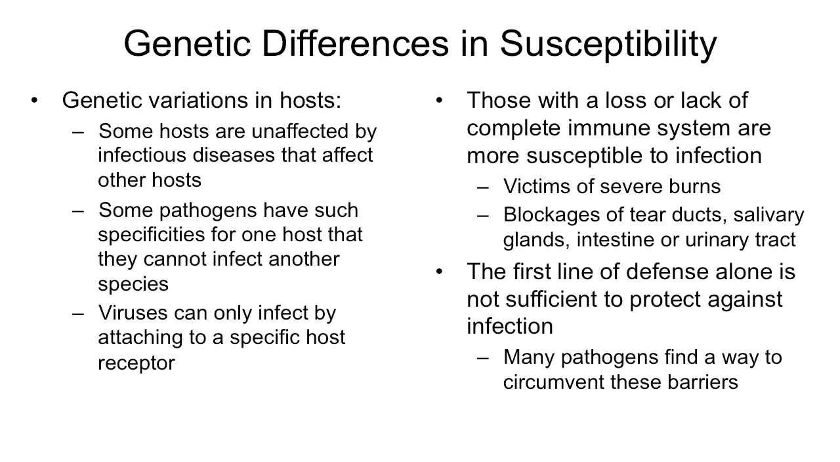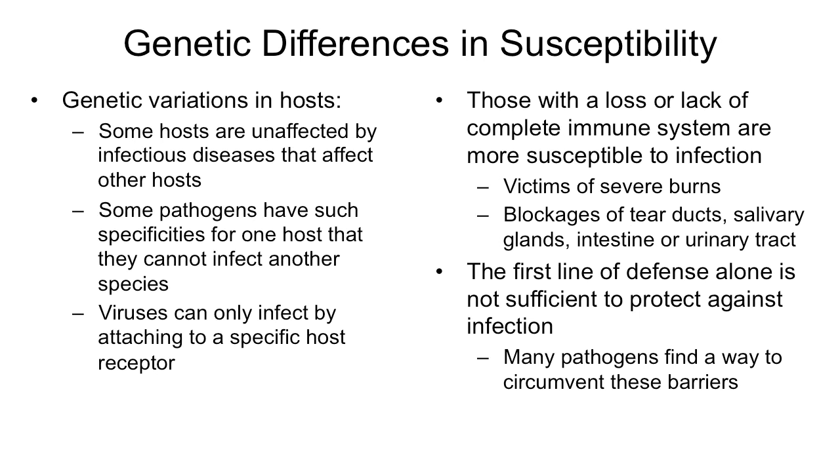Those with a loss or lack of immune system, for example, are also more susceptible to infection. So victims with severe burns, people who may have immunocompromised systems due to disease or treatments like anti-cancer drugs, and other issues that may affect people, like blockage of the tear ducts, salivary glands, and intestinal and urinary tract infections.